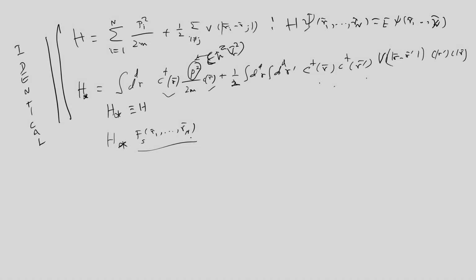So, any function of n variables that has a proper permutation symmetry. The claim is that this H star acting on such a wave function is the same as H acting on that wave function. If I can show that for every F, then I can show that this claim that these two operators are the same is convincing. Of course, I am not going to do this in full rigor.